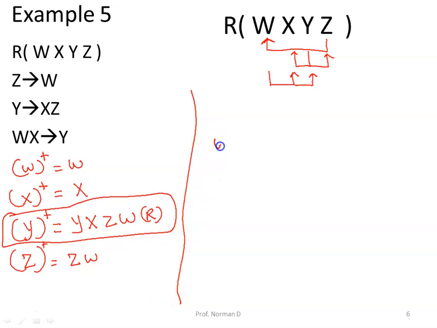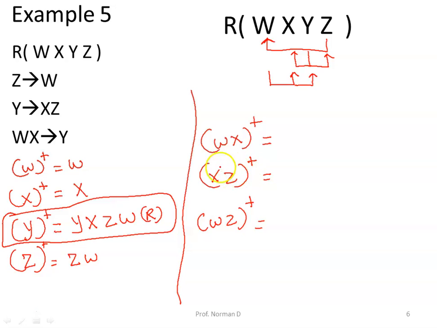We can calculate the closure on WX, the closure on XZ, and the closure on WZ. Here in this case we are not considering Y, because Y is a candidate key as of now, and when we combine Y with some other attributes, obviously it will become a super key and not a candidate key. So that is the reason Y is not considered in this particular case.